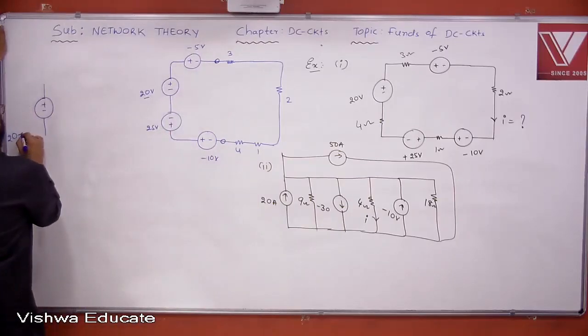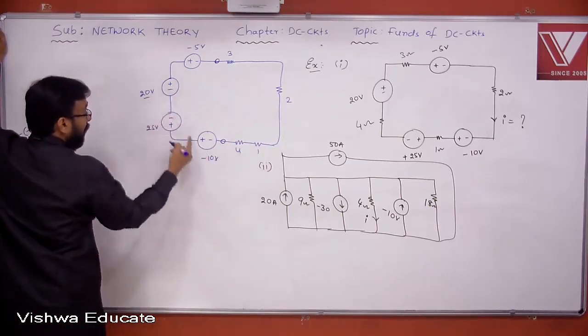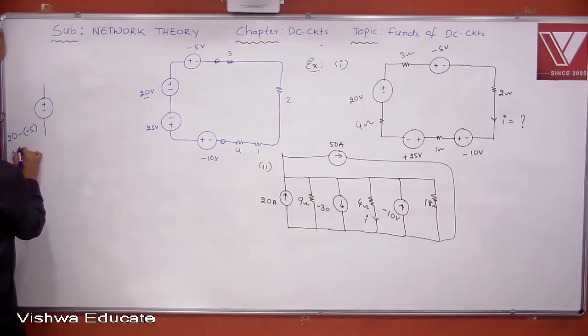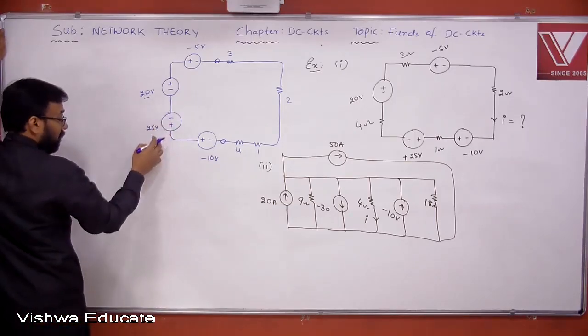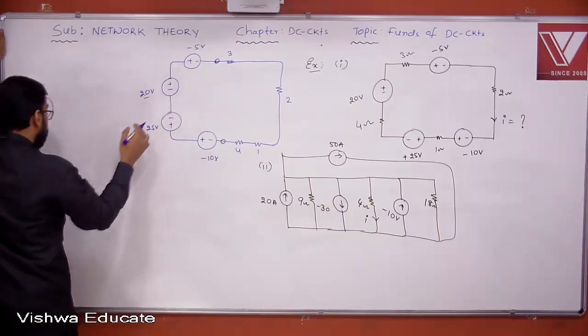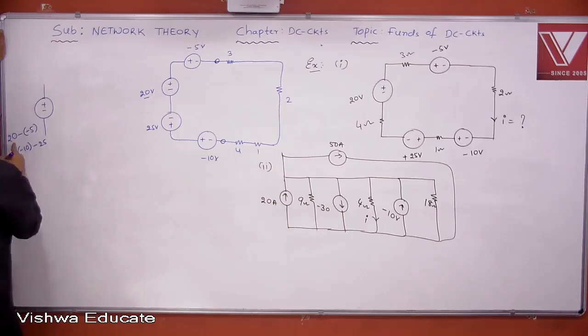Therefore, what do you get? Negative of minus 5. Then again, you are coming like this. Then minus to plus. That means same, plus of minus 10. Now coming here, plus to minus. Plus to minus means opposite polarities. That means minus 25. So what are you getting here? 20 minus of minus, what is this? Plus 25. Then minus 10. Then what do you get here? Minus 25. You got cancel. Then finally you got minus 10 volts.